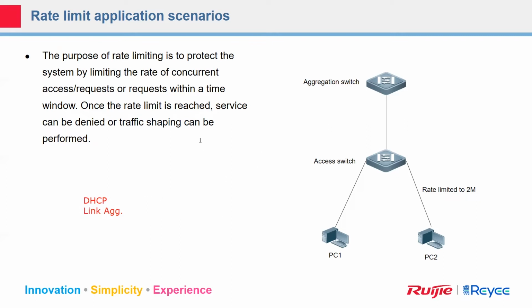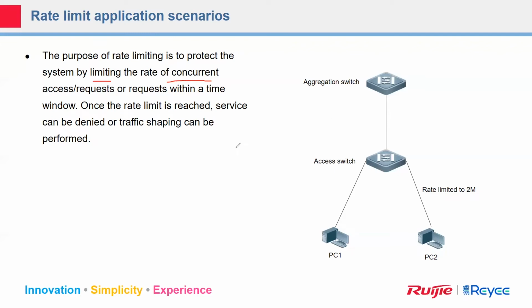All right. Now we will talk about rate limits. What is rate limit? And what is the scenario of rate limit? The purpose of rate limit is to protect the system by limiting the rate of concurrent access requests within a time window. Once the rate limit is reached, service can be denied or traffic shaping can be performed.